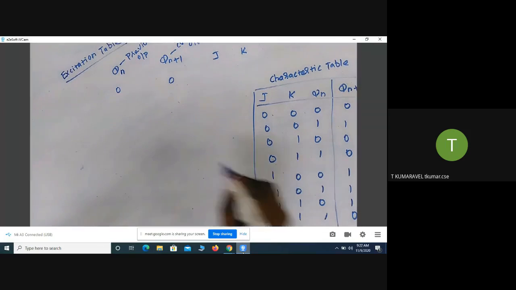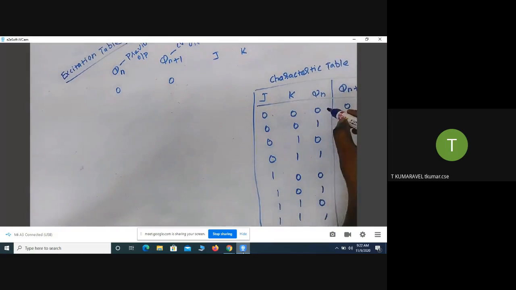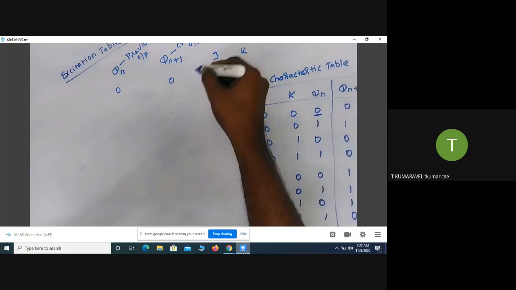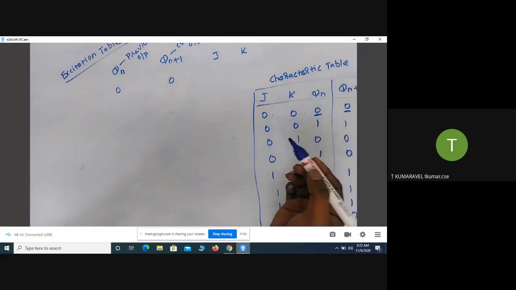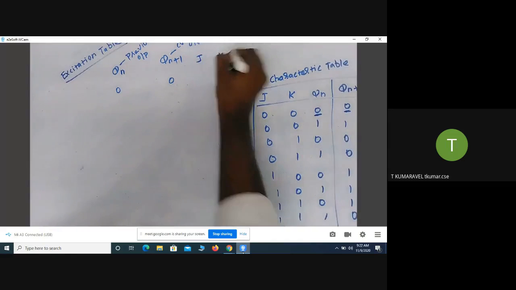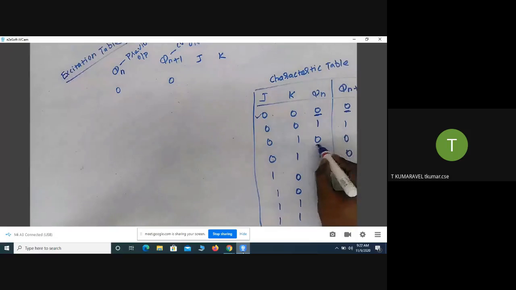Look at the table. Suppose my previous stage output is 0, and the current output is also 0. In the sense, what is the combination for J and K? What is the combination for J and K? Here the previous stage output is 0, the current output is 0. This is one of the combinations. Anything else?